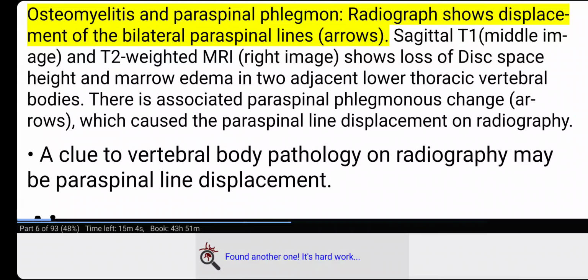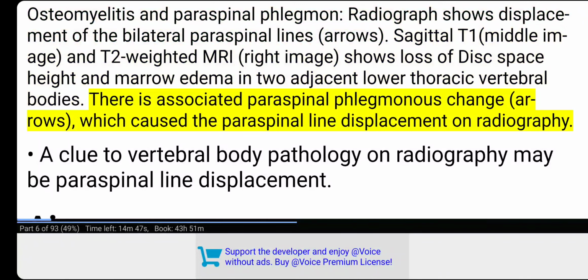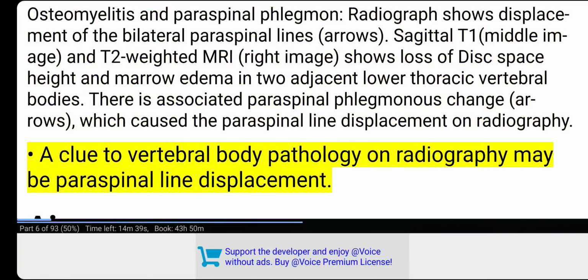Radiograph shows displacement of the bilateral paraspinal lines, arrows. Sagittal T1 middle image and T2 weighted MRI right image show loss of disc space height and marrow edema in two adjacent lower thoracic vertebral bodies. There is associated paraspinal phlegmonous change, arrows, which cause the paraspinal line displacement on radiography. A clue to vertebral body pathology on radiography may be paraspinal line displacement.